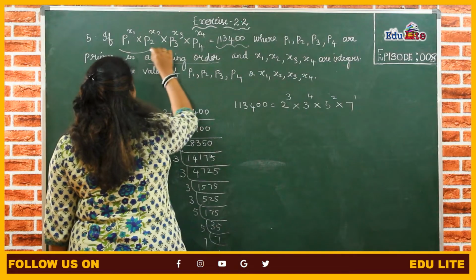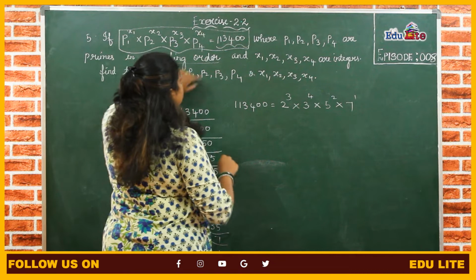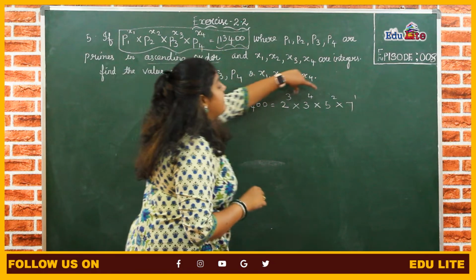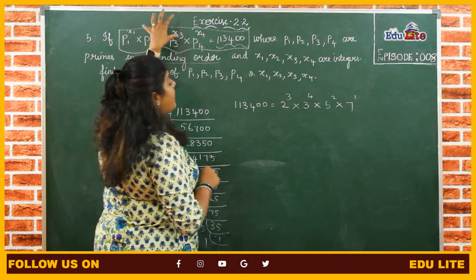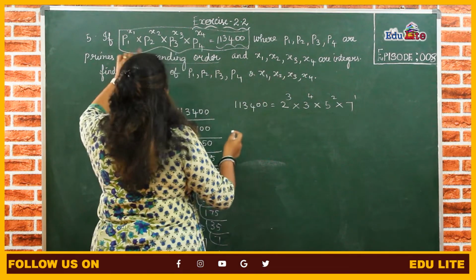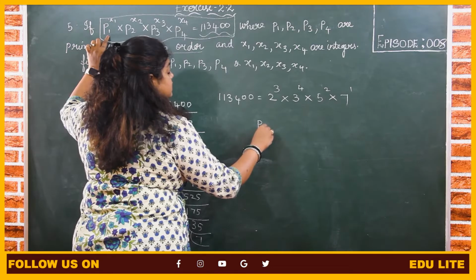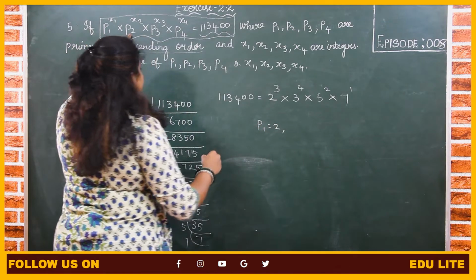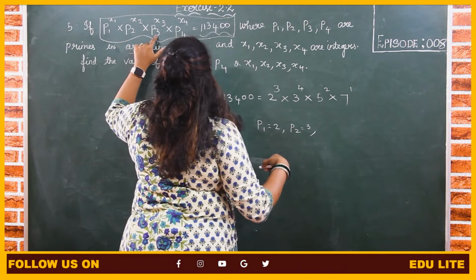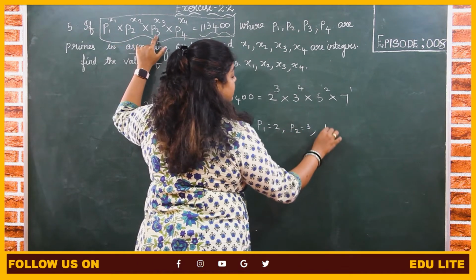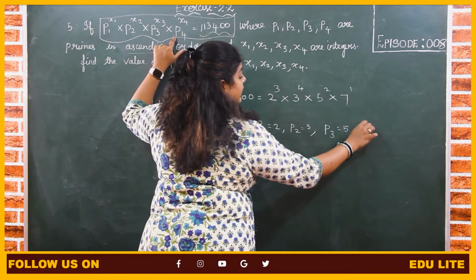Now we are going to compare with this format. As I already told you, we have expressed this number in such a format, and what we have expressed and what is given are one and the same. In place of P1 we have the value 2. So P1 equals 2. In place of P2 we have the value 3. In place of P3 we have the value 5. In place of P4 we have the value 7.